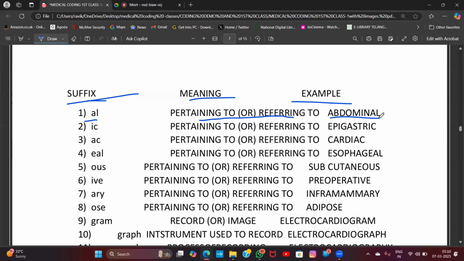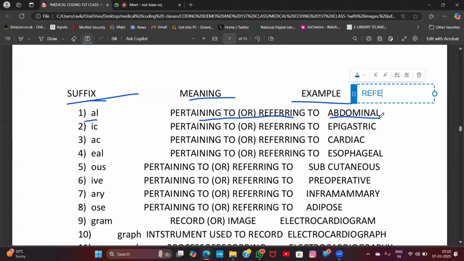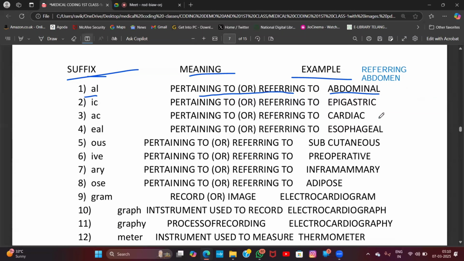Abdominal. What does abdominal mean? It is referring to the abdomen. What is the abdomen? The abdomen is nothing but the stomach region. The physician referring to the abdomen, it's called abdominal.